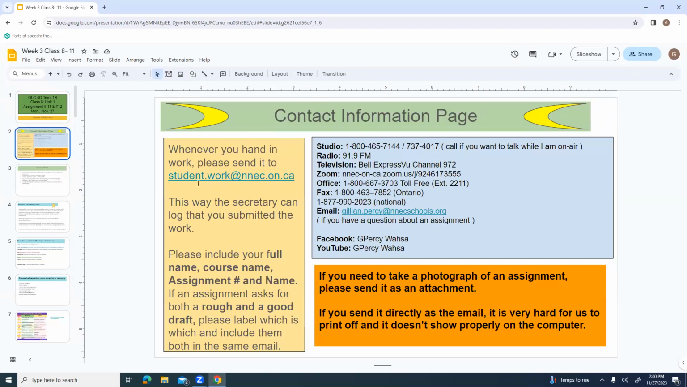The most important thing is if you're handing in work, send it to student.work@nnec.on.ca. This way the secretary can log that you submitted the work. Please make sure your full name, course name, assignment number, and name is on it. If the assignment asks for a rough and a good copy, please label which is which and include them both in the same email. Over here in the blue is all the different information for how to connect to us.